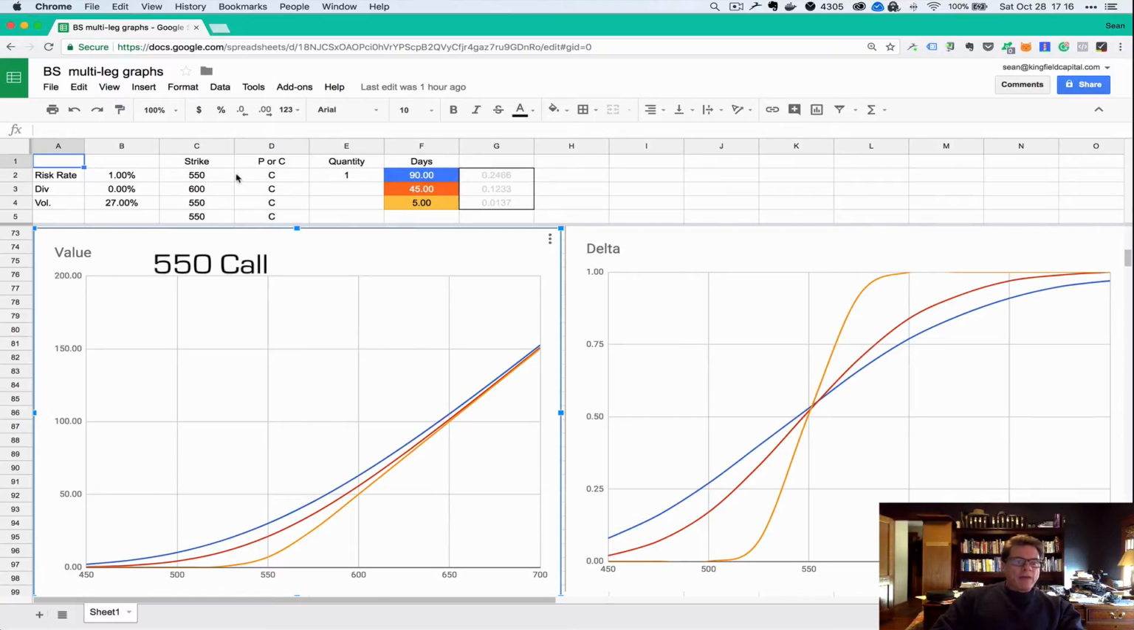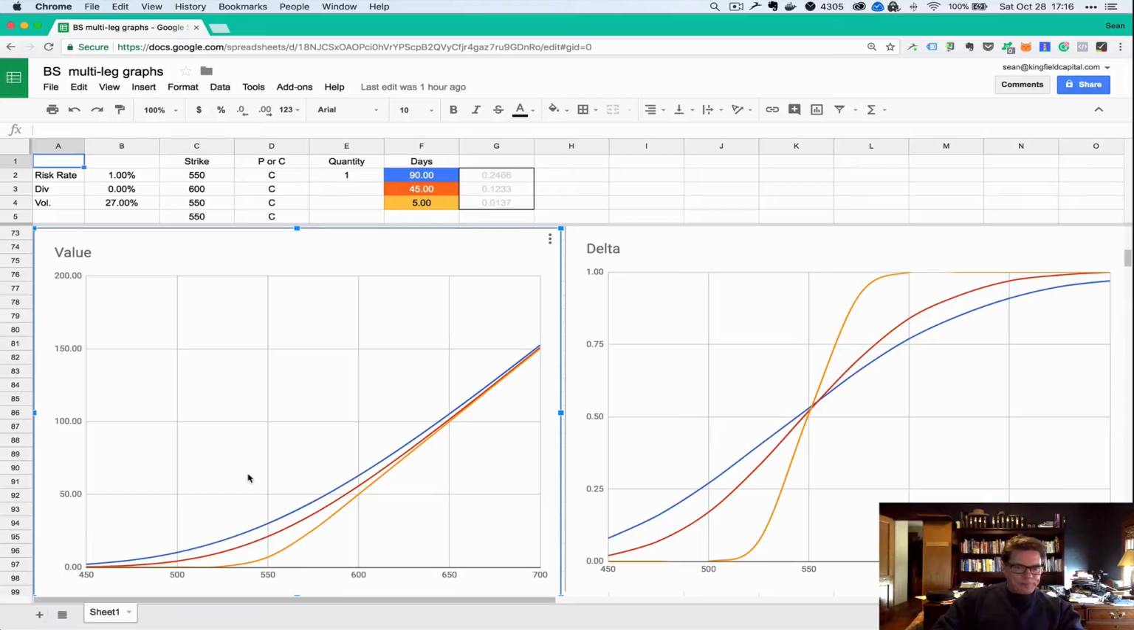We're looking at a 550 call, and our time frame is, blue line is 90 days till expiration. The orange line is 45 days, and the yellow line is 5 days. As you'll see quite clearly here, the value goes up on this scale. Strike underlying prices are going left to right here, so $4.50 up to $7, and in terms of value, a value of 0 up to $2 here.